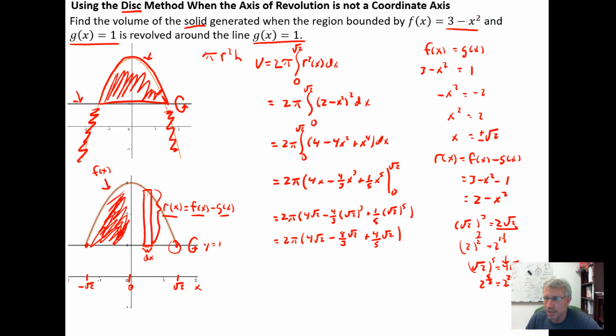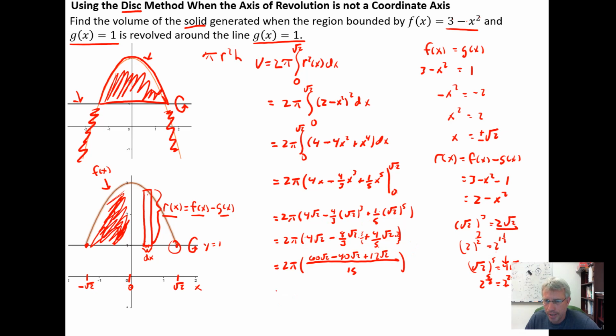And then to combine these inner terms, I need a common denominator, and it looks like 15 would work. So I'm going to get equals 2 pi times, I get a common denominator of 15. So this is going to be multiplied by 15 over 15. So I'm going to get a 60 square root of 2 from this term. This will need to be multiplied by 5 over 5. So I'm going to get 40 minus 40 square root of 2 there. And this would be multiplied by 3 over 3. So I'm going to get 12 plus 12 square root of 2.